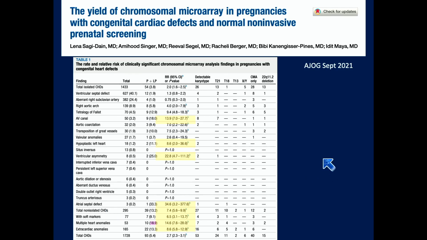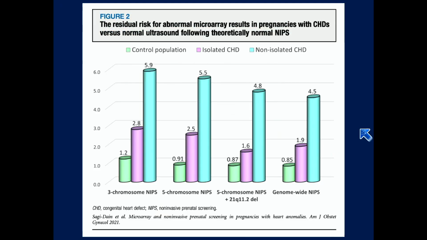So not to go through these in graphic detail, but the idea being what you think is normal may not be normal the more you subject it to rigorous and detailed high-resolution testing. What about the results for an abnormal microarray in pregnancies with CHD following, again, theoretically normal NIPT? If you use a 3-chromosome NIPT, meaning 13, 18, and 21, in the control population, that's abnormal only about 1% of the time. Isolated CHD, you double to slightly triple your detection rate with that, and that's because it's going to pick up those trisomy 18s, trisomy 13s, really the more common ones.